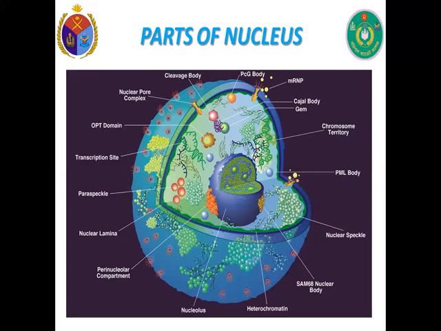Firstly, nuclear membrane. The double-layered membrane which separates the nucleus from cytoplasm is called nuclear membrane. This membrane consists of phospholipid bilayers like the cell membrane. The 2 layers of the nuclear membrane remain separated by a space of 10 to 15 nanometer, which is known as perinuclear space. It remains filled up with a liquid substance.